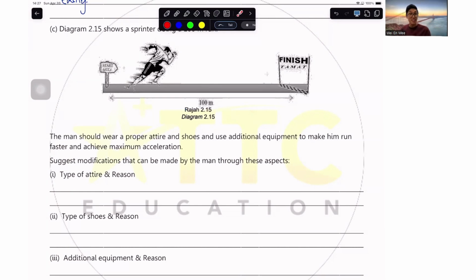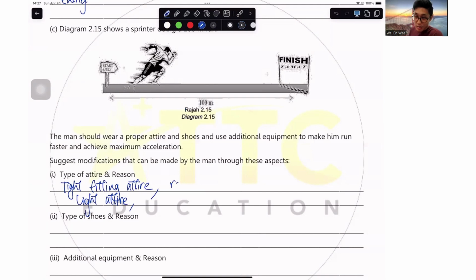Lightweight clothes. Yeah, that's another one that you can say. So you can say tight-fitting attire, or you could also say light attire. Now, the benefit of tight-fitting attire is to reduce air resistance. You don't want the air to be pulling your shirt when you run, because then you become very slow.